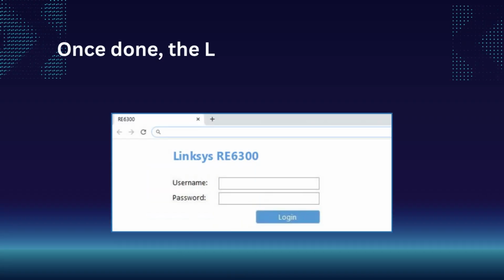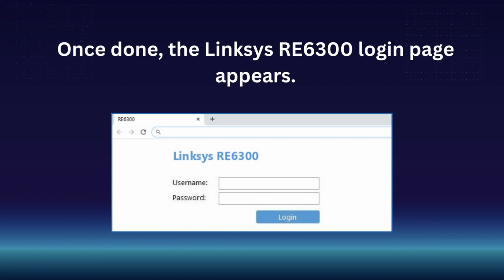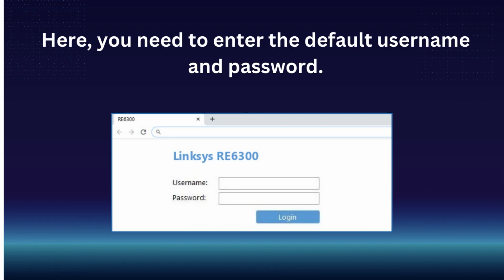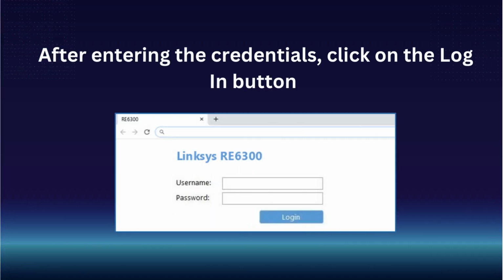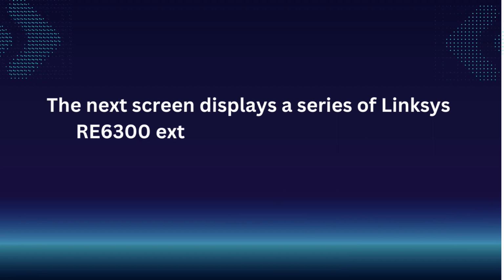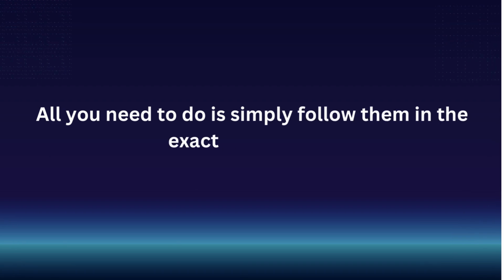Once done, the Linksys RE6300 login page appears. Here, you need to enter the default username and password. After entering the credentials, click on the Login button. The next screen displays a series of Linksys RE6300 extender setup instructions. All you need to do is simply follow them in the exact given order.